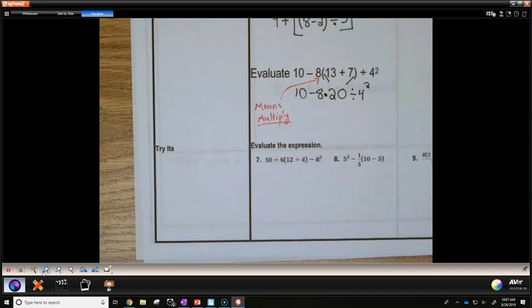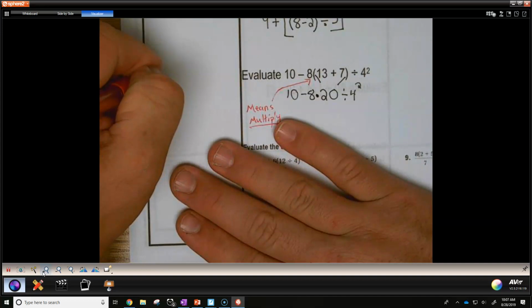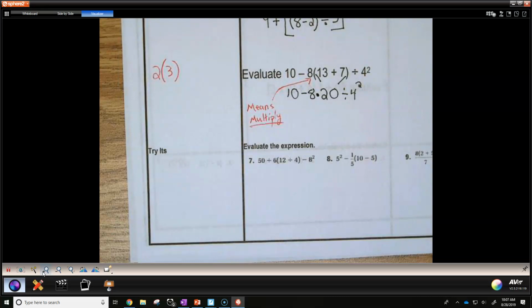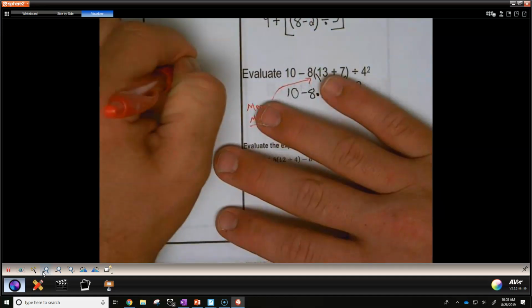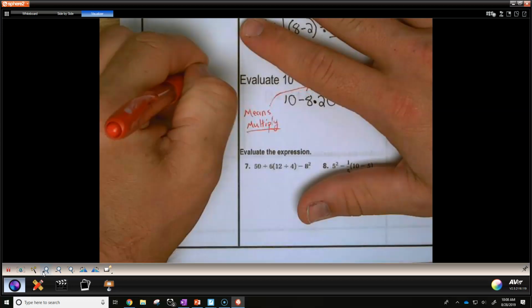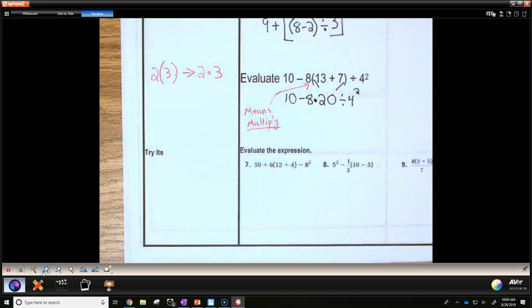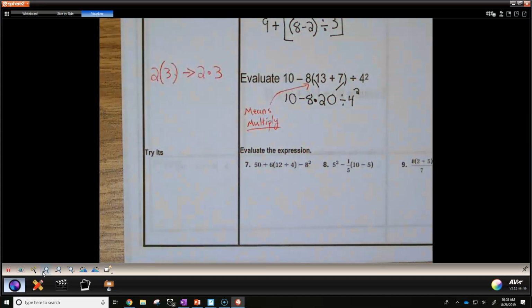I'm going to put over on my side notes, if I was to do 2 parentheses 3, I promise you, when you get to 8th grade, you're going to see this a lot. When I taught algebra last year, we had that written out a lot of times. 2 parentheses 3. Or we do it with variables. We'd have like 2 parentheses 3x, y. And it means to multiply. A number outside parentheses means to multiply.